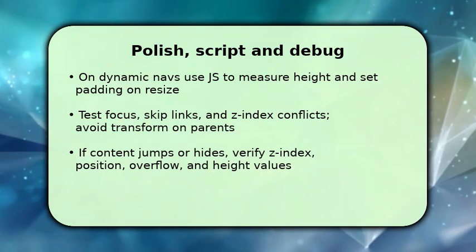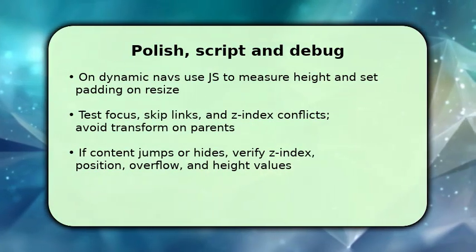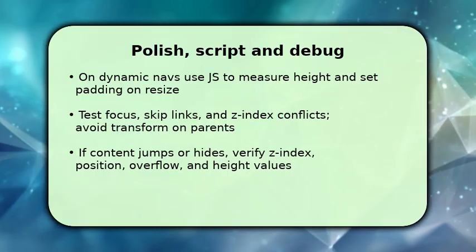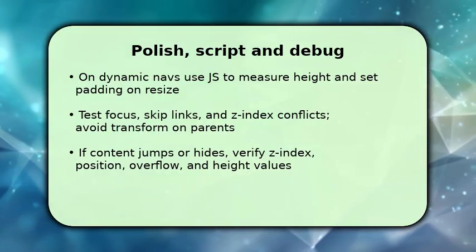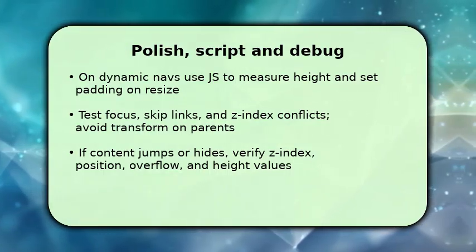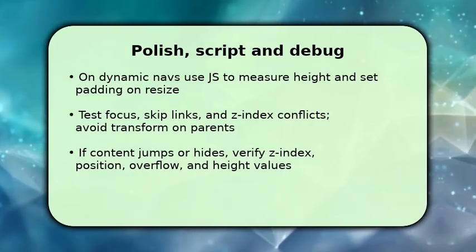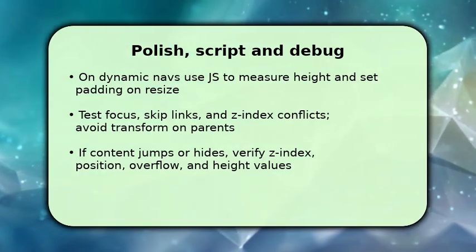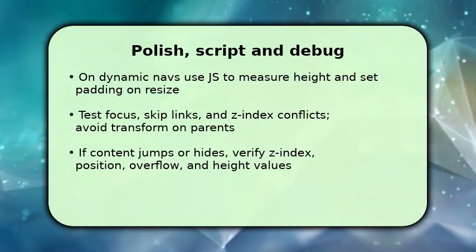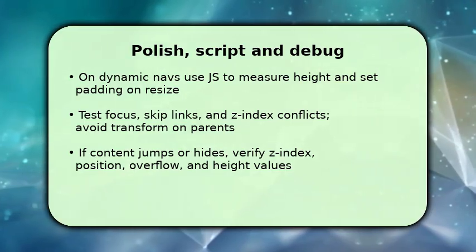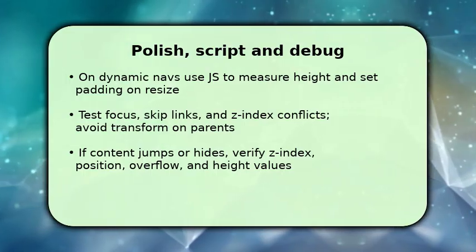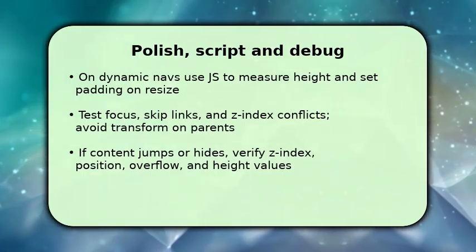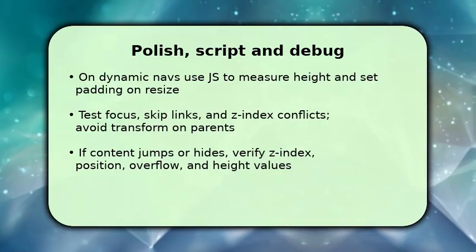Finish by making the fixed nav robust. Add keyboard skip links, ensure focus outlines remain visible, and implement a small script that measures nav offsetHeight and sets document.body.style.paddingTop accordingly on load and resize. Make sure parent elements don't use transform or perspective, which create new stacking contexts and can hide fixed elements. If something breaks, check z-index, overflow, and whether any ancestor has position transforms.